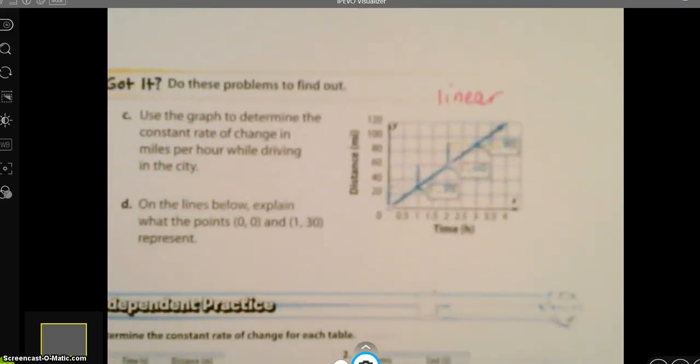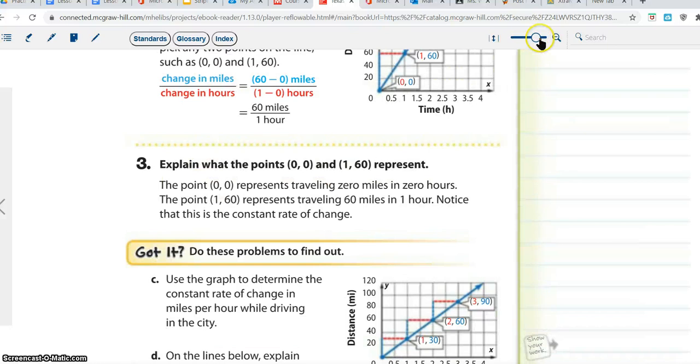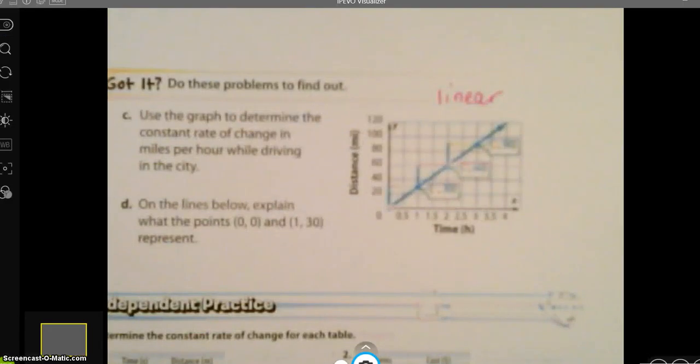It says, use the graph to determine the constant rate of change in miles per hour while driving. I know it's kind of hard to see my numbers on here. If you're looking at your book, we might be able to see this a little better. So actually, let me just refer to this because we can see this. A reminder that constant rate of change is delta y over delta x. I'm going to write that down.